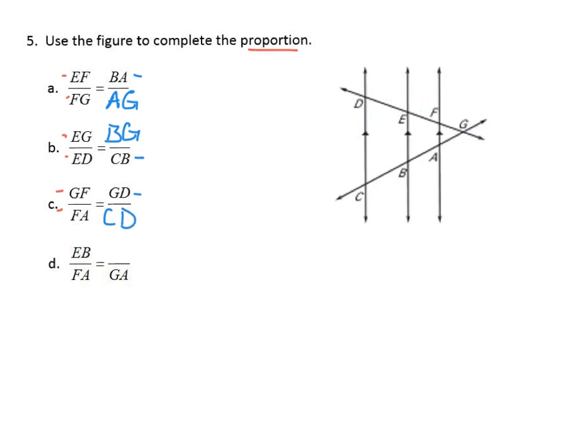Now, if you're having trouble visualizing it, another way to look at it is just break it up into triangles. So you have your triangle, small triangle, FAG.